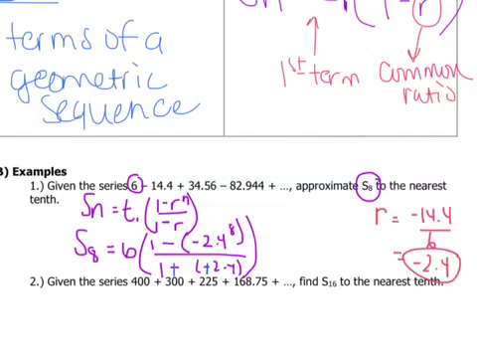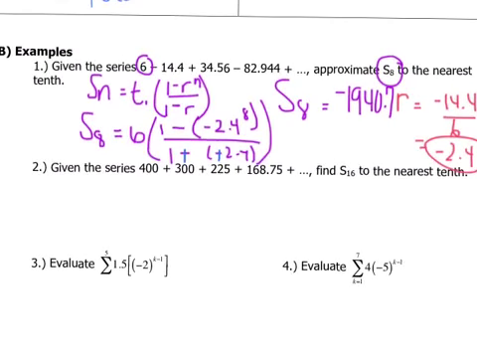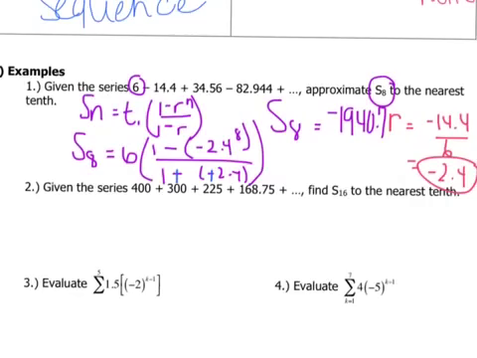Wait, where did you get the 3.4 from? What you should be getting, hopefully I told you the right thing, is negative 1,940.7. I didn't get negative. I have 44.6. Given the series listed, find S sub 16 to the nearest tenth. So again, let's start with our formula.